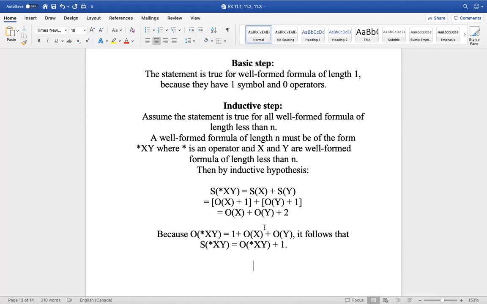So therefore we can say, hence proved by mathematical induction.